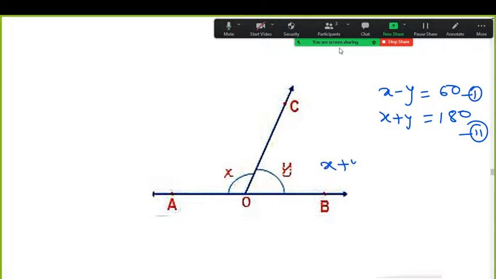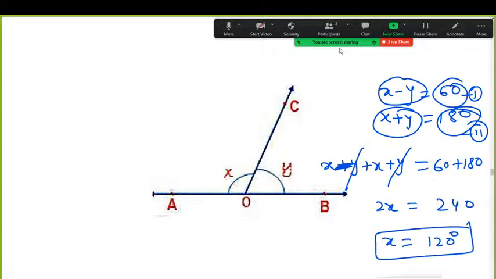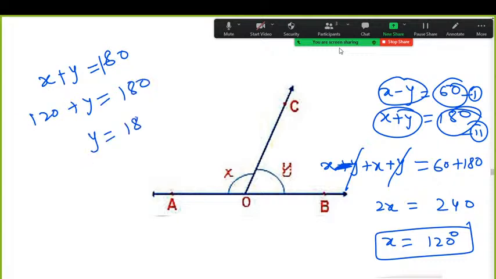You will add LHS. How can you add any these two values? You can add LHS and you can add RHS. Addition is done like this. X minus y will be added with x plus y and 60 will be added with 180. What will you get? You can just subtract y. You got 2x here. You got 240 here. You need to divide by 2 and you will get 120. X is 120. And can you find out value of y? Here x minus y is 60. Or you can say x plus y is 180. And if you substitute x 120, you can just determine y as well. And y is coming out to be 180 minus 120.